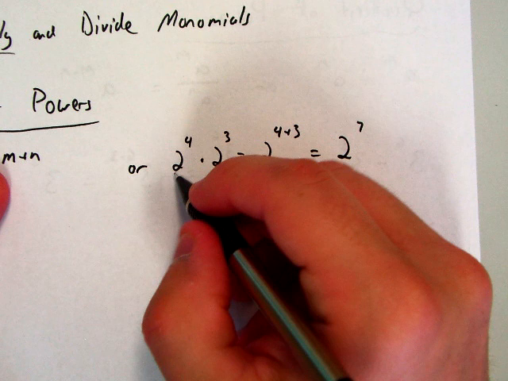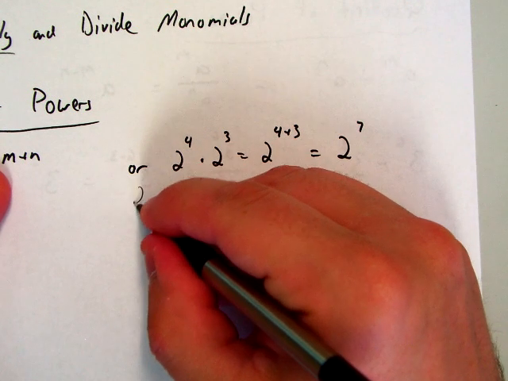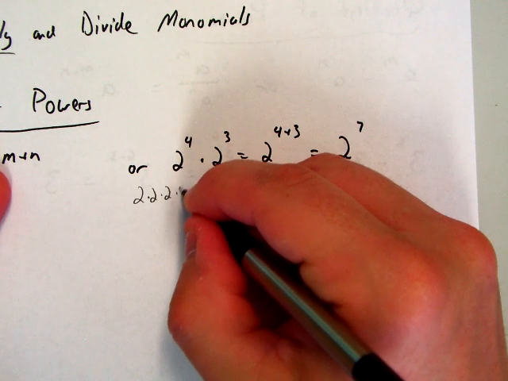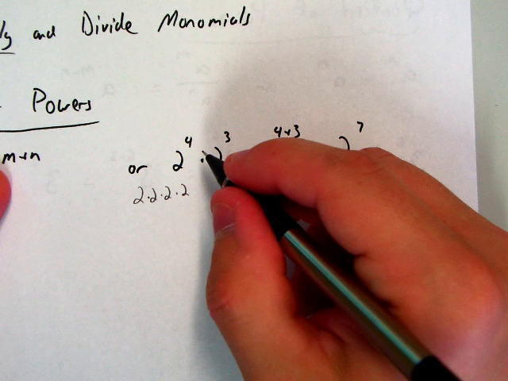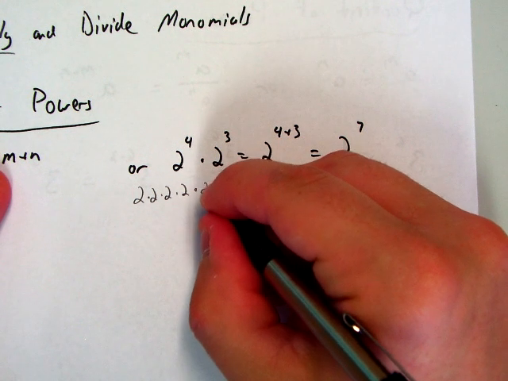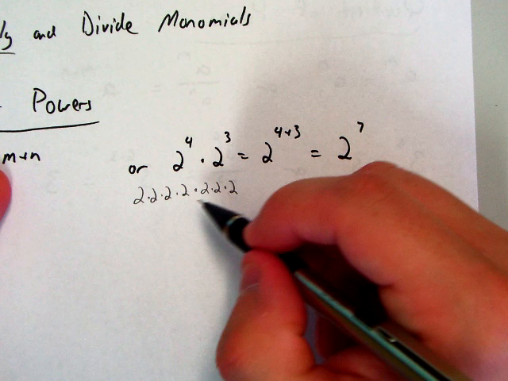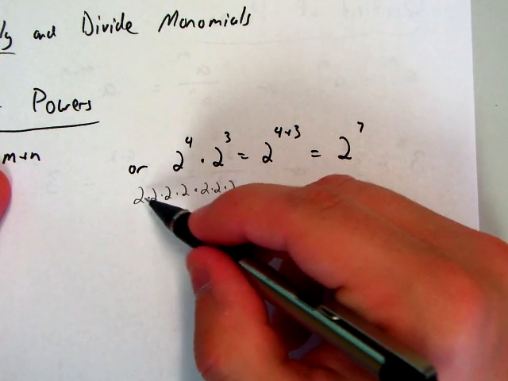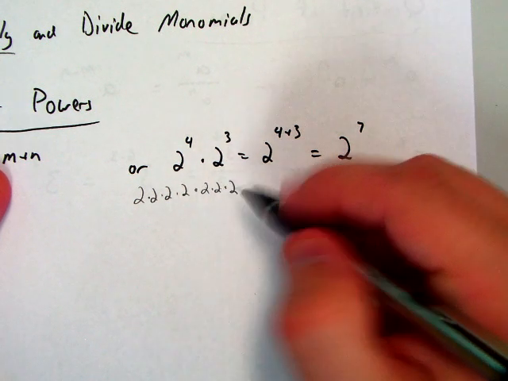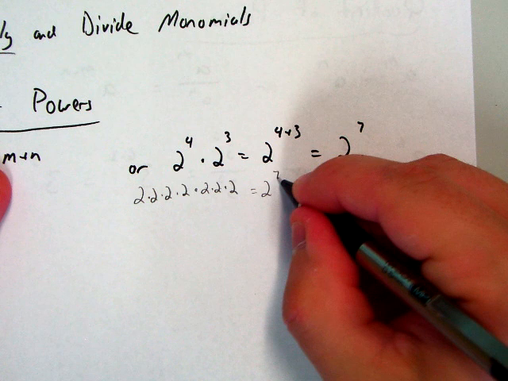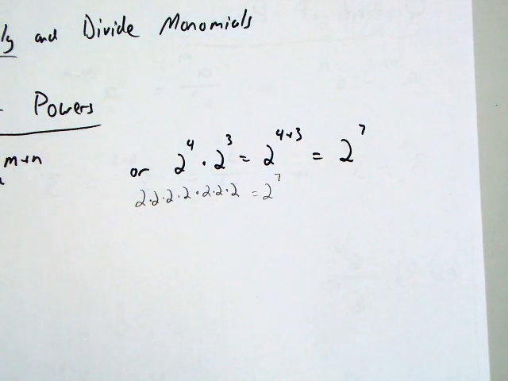The reason why this works is because 2 to the 4th is 2 times 2 times 2 times 2. And 2 to the 3rd is 2 times 2 times 2. If we add up all of those 2's now, because they're all the same base, so 1, 2, 3, 4, 5, 6, 7, this represents 2 to the 7th power.